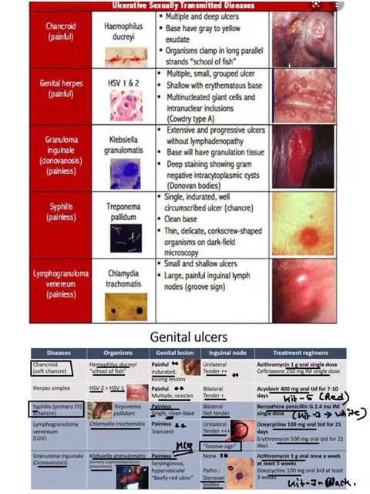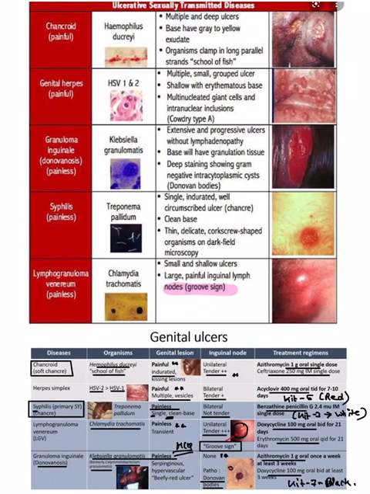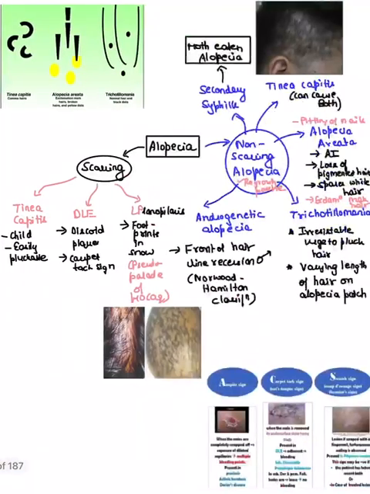So we are done with the sexually transmitted diseases, the ulcers. Which one is painful, which one is painless? Groove sign is seen in lymphogranuloma venereum, guys, and Donovan bodies are seen in donovanosis, guys. Herpes will show Cowdry type A bodies, and school of fish appearance would be seen in chancroid caused by Haemophilus ducreyi, and this is the groove sign that you see in the photo, guys.